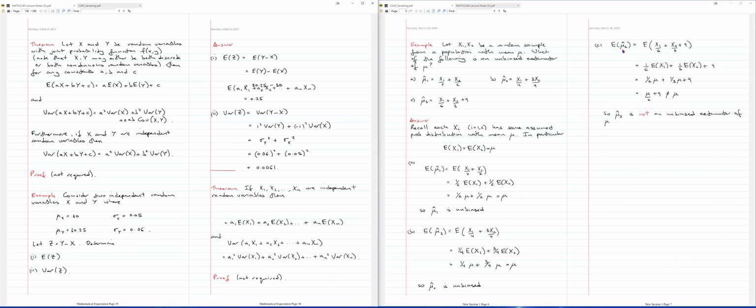So if this is going to be an estimator for mu, it is not unbiased, because the expected value of this is not mu. So this one is not an unbiased estimator of mu. So it's a biased estimator.